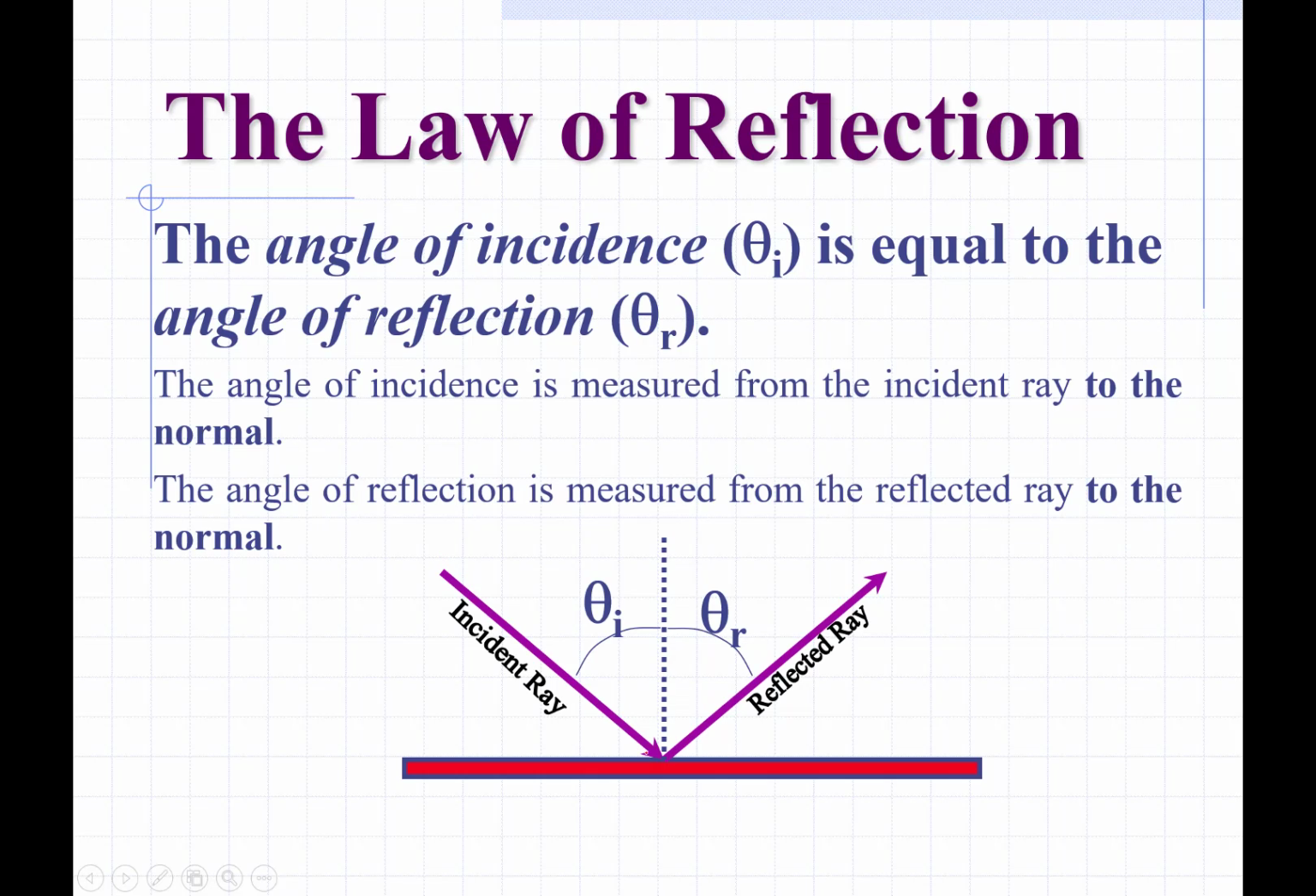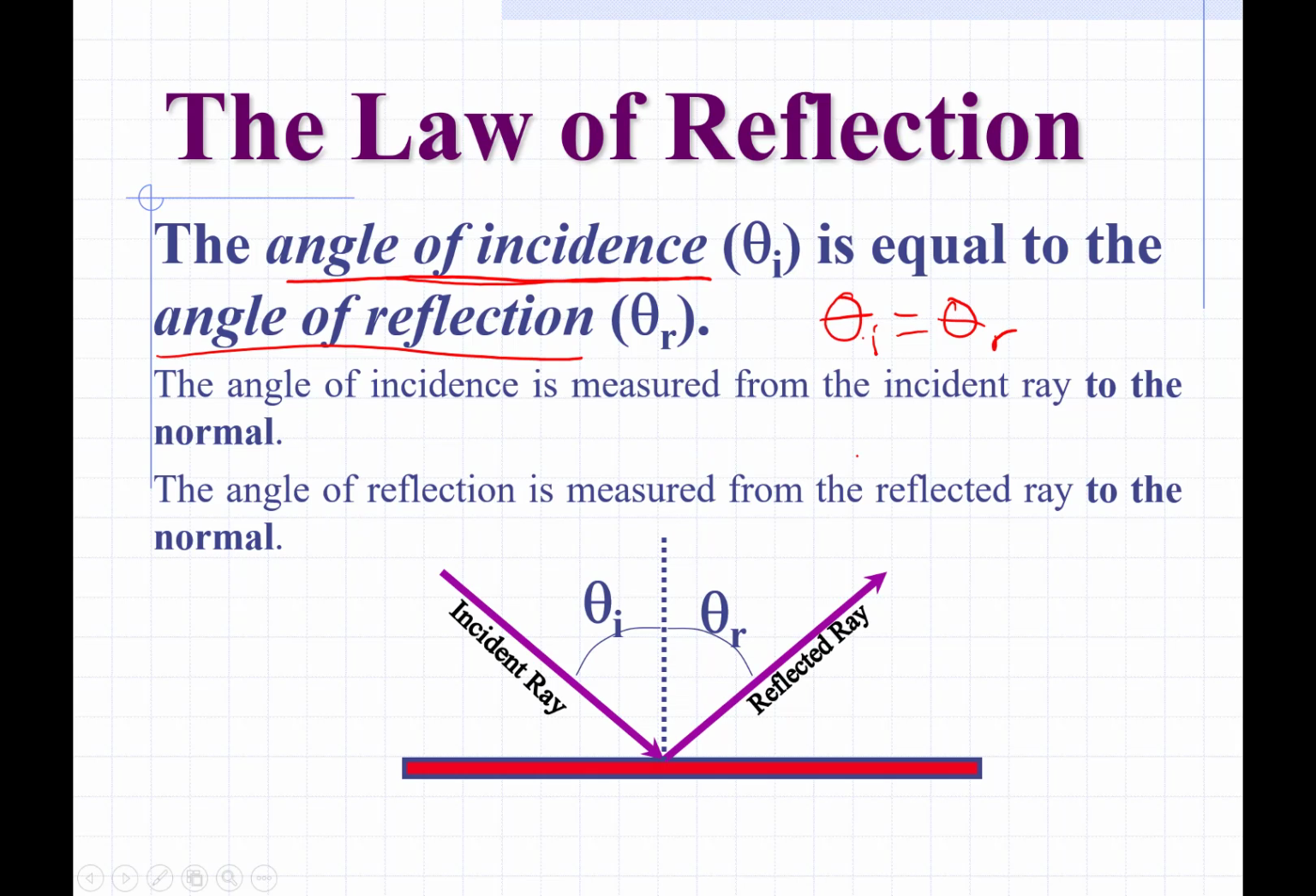Whenever an incident ray strikes a boundary, the reflected ray always reflects at the same angle that the incident ray hit. So we would say the angle of incidence, theta I, is equal to the angle of reflection, theta r. In mathematical form, theta I equals theta r.